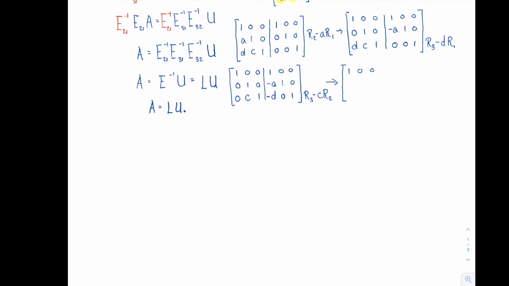Now, let's copy the first 2 rows. 1, 0, 0, 1, 0, 0, 0, 1, 0, minus A, 1, 0. Now, C minus C is 0, and that was by design. Then we're going to have a 1 minus 0 for 1. There's our identity.